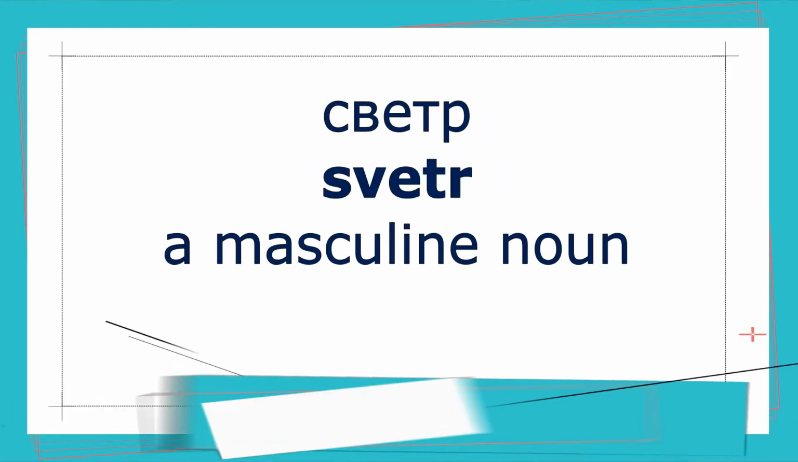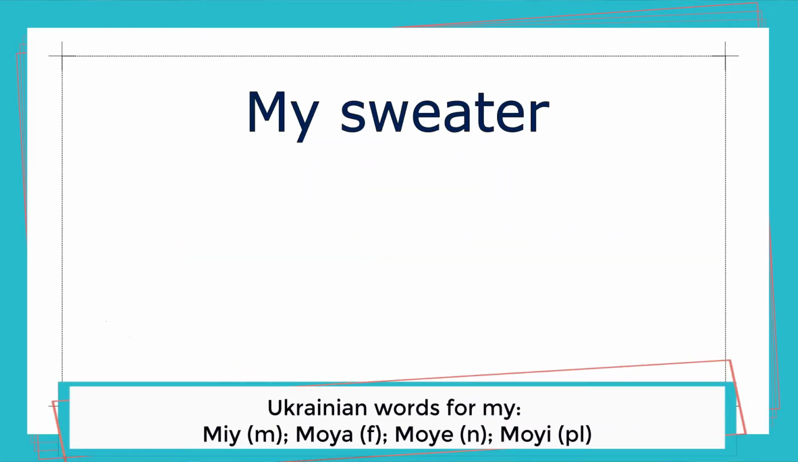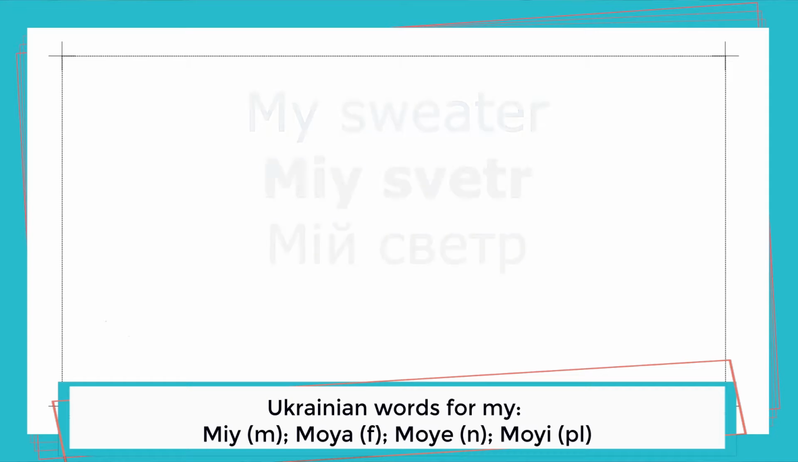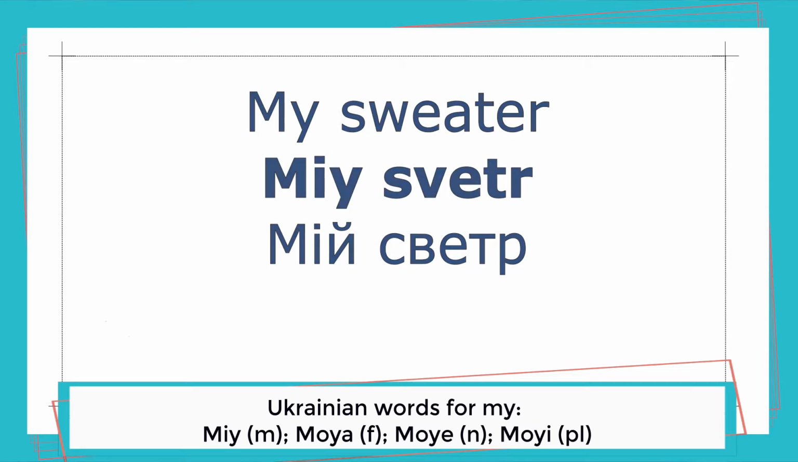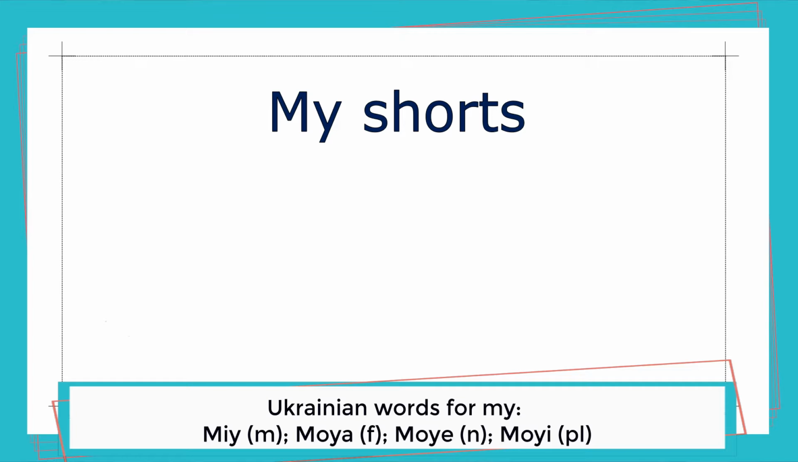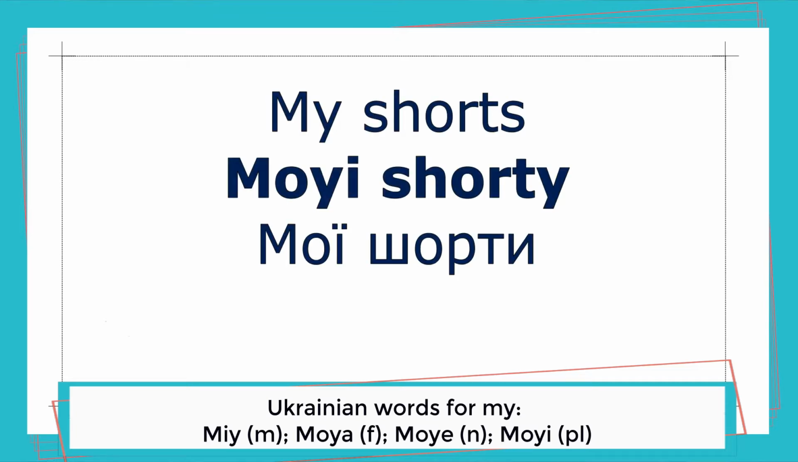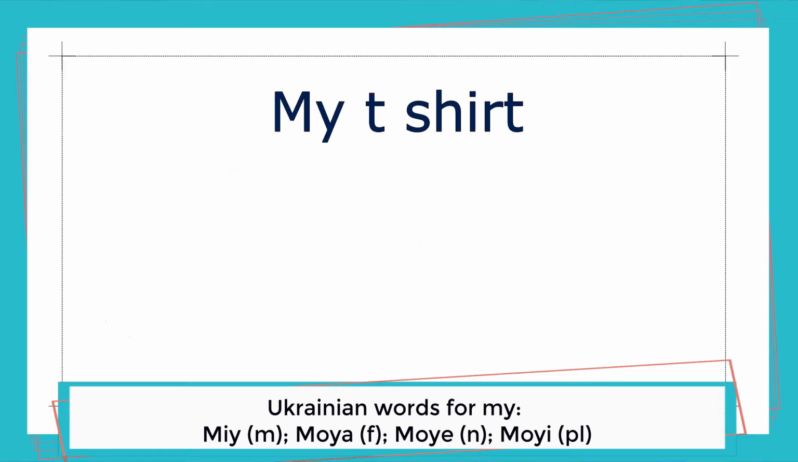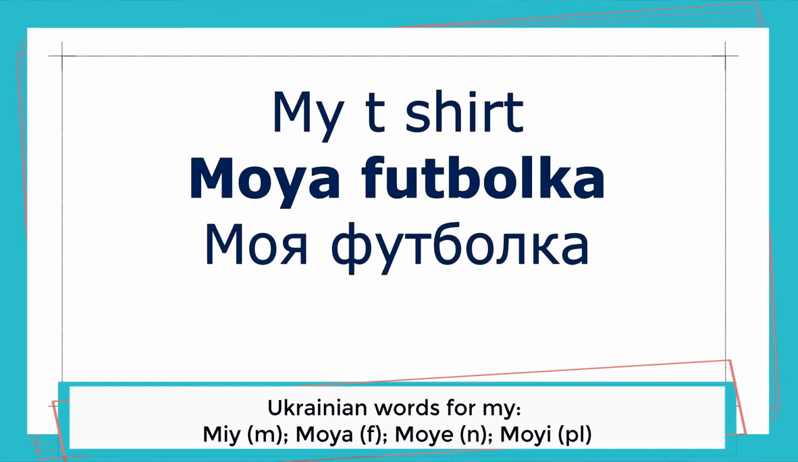Футболка is t-shirt. Светр is masculine. So my sweater is Мій светр. Шорти is plural. My shorts is Мої шорти. Футболка is feminine. My t-shirt is Моя футболка.